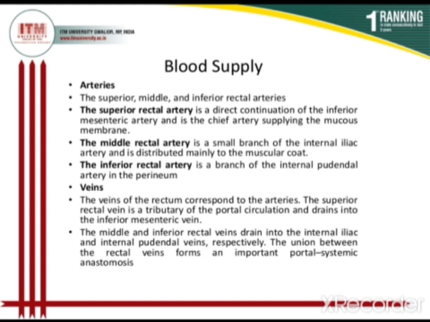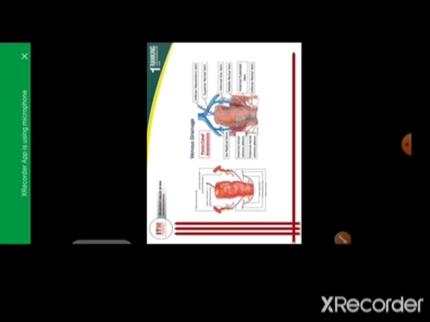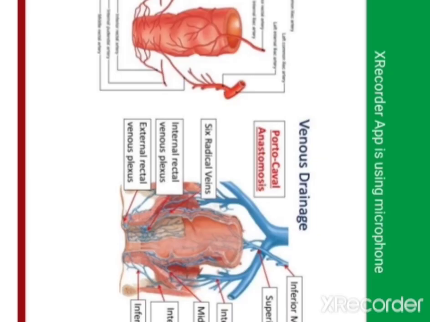Fine. Now the venous drainage. The veins of the rectum correspond to the arteries. The superior rectal vein is a tributary of the portal circulation and drains into the inferior mesenteric vein. The middle and the inferior rectal veins drain into the internal iliac and the internal pudendal veins respectively. The union between the rectal veins forms an important portal and systemic anastomosis. Okay, so it's shown in the picture here, the venous drainage, the portocaval anastomosis and all. Fine.